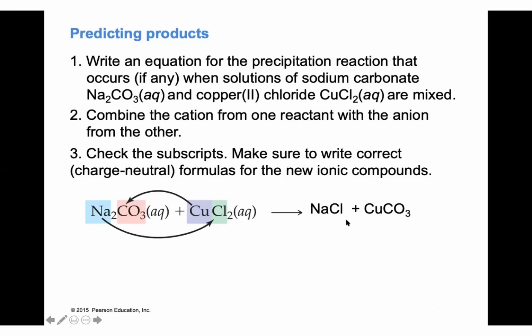So now let's check the subscripts. Okay, NaCl, Na plus, Cl minus, so the charges cancel out, that's correct. You do not need any subscript for NaCl. What about this one? For finding the charge of copper, you should go back to here. The charge of copper on the left side is 2 plus. So you're going to use the same charge. So copper is 2 plus, carbonate is 2 minus. The charges cancel out. So that's the correct formula for copper(II) carbonate.